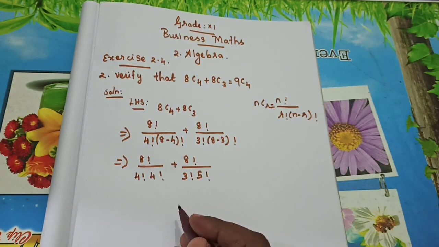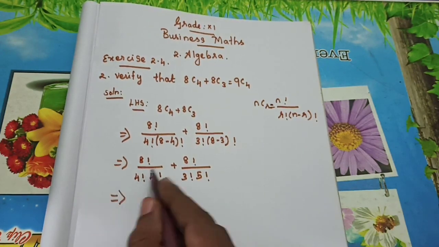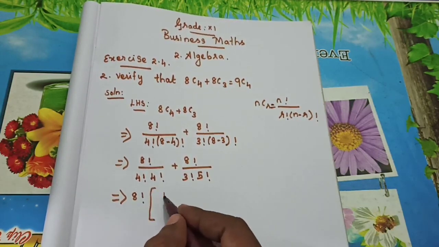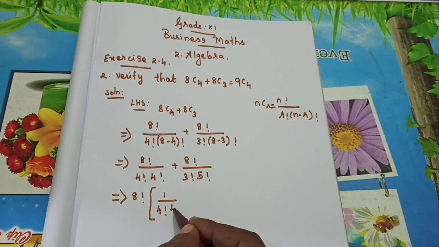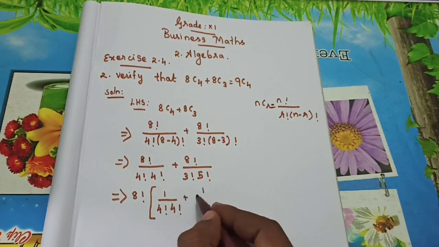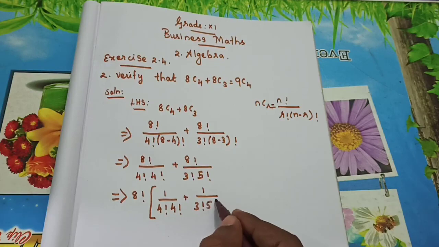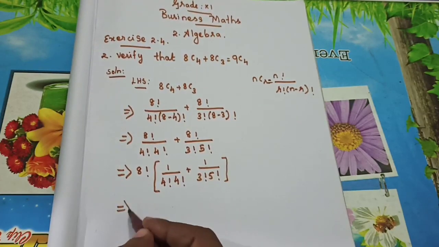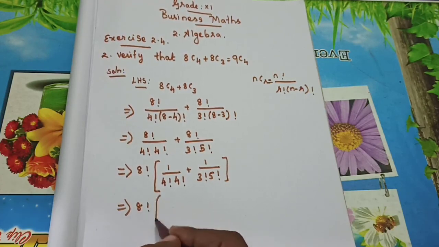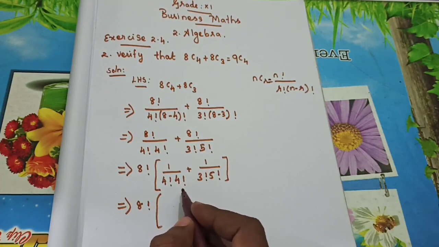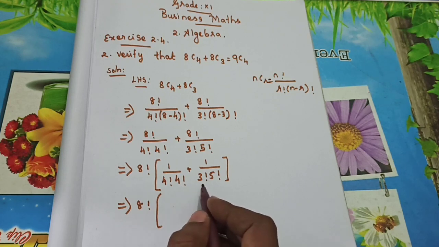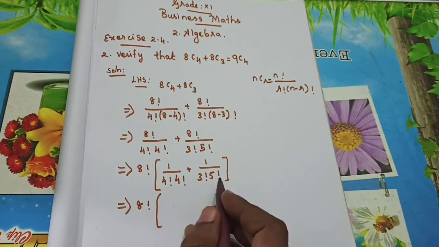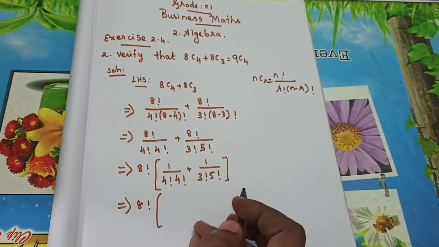Okay, so now we are going to simplify. What is common for both? Shall we take 8 factorial outside? What's the balance? 1 by 4 factorial plus 1 by 3 factorial 5 factorial. Next, shall we write this 4 factorial in the form of 3 factorial? We can write. But we can't write 4 factorial as 5 factorial, but we can write 5 factorial as 4 factorial.